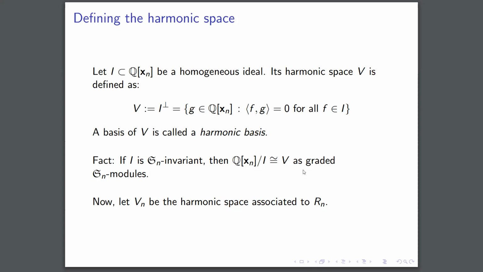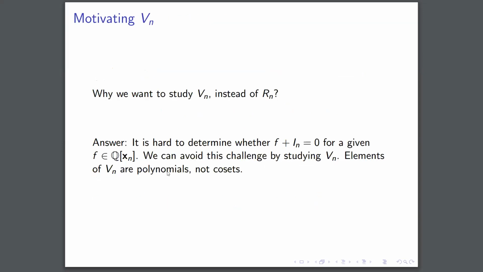The In defined above is of course Sn invariant, which means if we let Vn be the harmonic space associated to this Rn, then Vn and Rn are isomorphic as graded Sn modules. So now we have two isomorphic graded Sn modules. We can study Rn by studying Vn. But why are we doing this? Why are we studying Vn, not Rn?